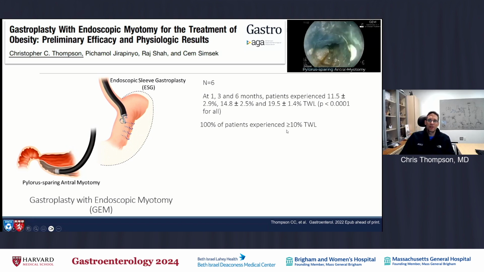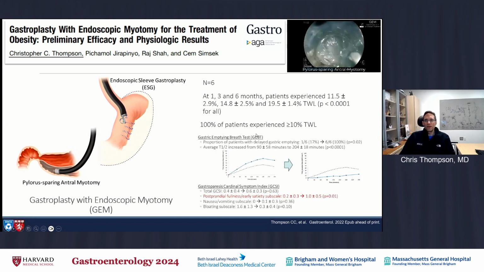100% of patients had at least a 10% total weight loss. What was interesting here in the gastric emptying breath test, the half-life for emptying went from 90 minutes to 204 minutes. So clearly a very consistent delay in emptying. So we were worried they might get symptoms of gastroparesis, but none of them did. Here we're doing a full thickness cut, by the way, and then we're going to suture. So the GCSI scores remained stable with the exception of change in the postprandial fullness and early satiety subscale. So that's where we saw a change, which we wanted. We want them to get full earlier and stay full longer. So interesting how a myotomy can actually do that.